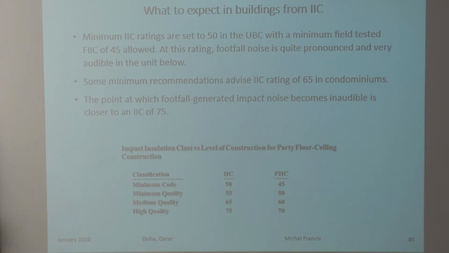If you look at requirements, the minimum code is 50, minimum quality 55, medium quality 65, and very high quality is 75. So that is related to IIC. FIIC, as I said, is always 5 less because it's field testing.